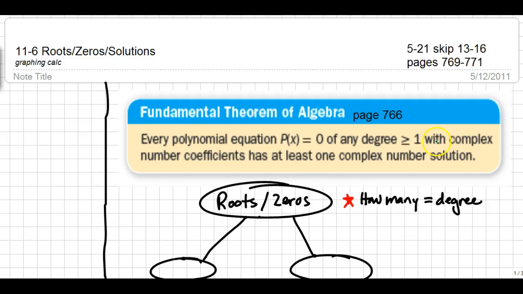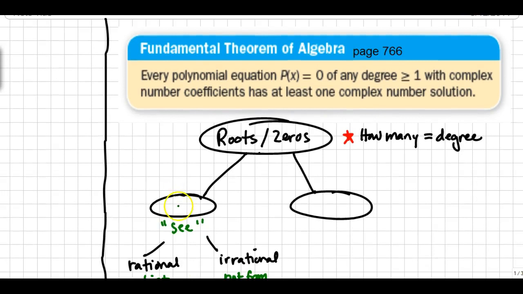Now it does talk about complex zeros or imaginary zeros. If there is a complex number coefficient in your polynomial, you can expect that at least one of your solutions or zeros or roots will also be complex. But the way that we typically use it is to say that the degree then is going to match the number of solutions you should expect. So when you're looking for roots or zeros, look at the degree to tell you how many of those exist.